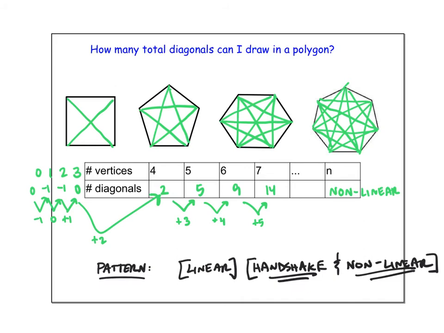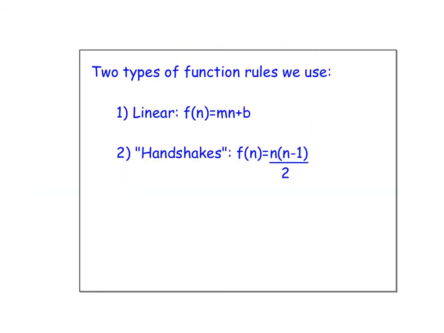However, there are non-linear, non-handshake patterns. Okay, let's continue. Thus, here you have it. We have either a linear function rule, which follows the form f of n equals mn plus b, or we have a handshake rule, which follows the formula f of n equals n times n minus 1 divided by 2. Let's go ahead and look at a few last examples for the remainder of the lesson.